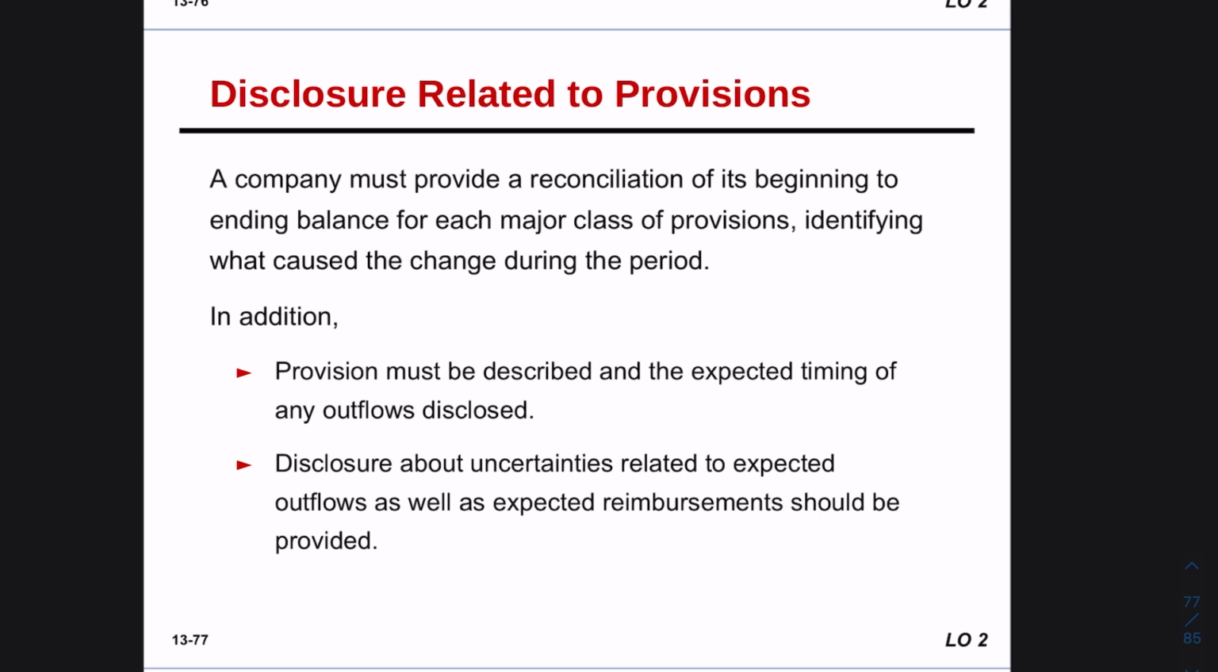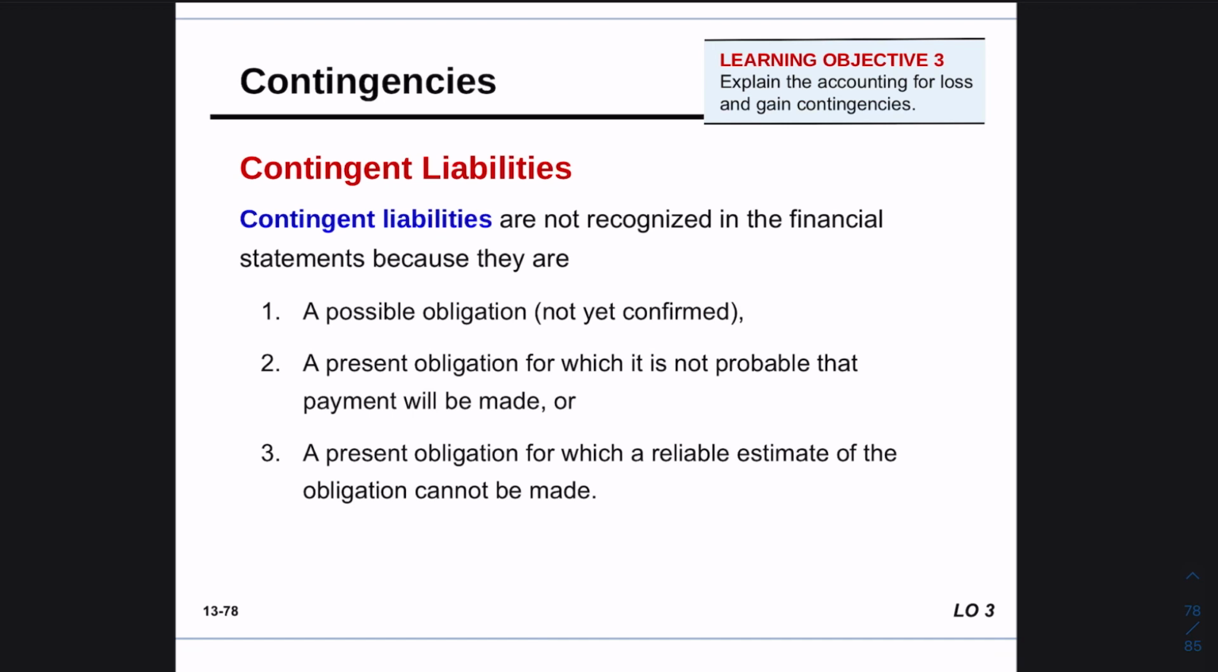Disclosure about uncertainties related to expected outflows as well as expected reimbursements should be provided. All of this information should be provided in the notes. And then lastly, we have contingencies.